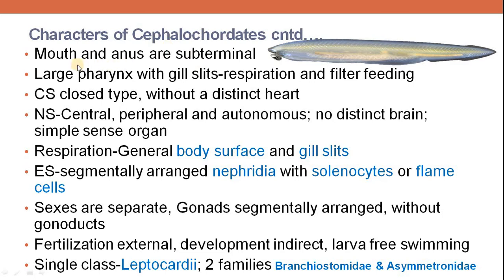Then characters continue. Mouth and anus are subterminal. Here you can see the mouth, not at the terminal portion, but in the subterminal portion. Here anus is also in the subterminal portion. The large pharynx can be seen with gill slits, just as in the case of Subphylum Urochordata. And this pharynx with a lot of vasculature helps in respiration because water entering through the mouth and leaving through the gill slits will give oxygen, and the oxygen diffuses into the blood of the vasculature present in the pharynx, and the water escapes out to the atrium through the gill slits, and the food is trapped on the way and pushed to the alimentary canal. That's why it's said that the large pharynx is helpful for respiration and filter feeding.